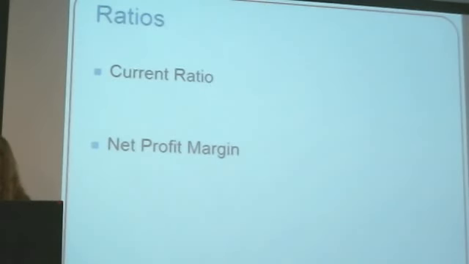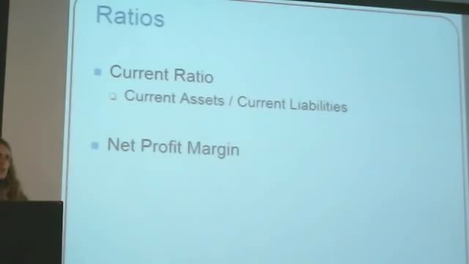2 ratios. Anyone remember the current ratio? Current assets over current liabilities. Yes. What makes them current? 1 year. Yep. So our assets are going to be turned to cash or used up in a year. Our current liabilities will be paid off in a year.